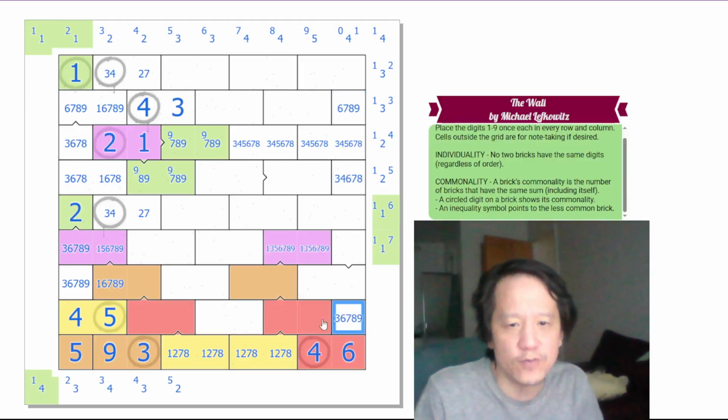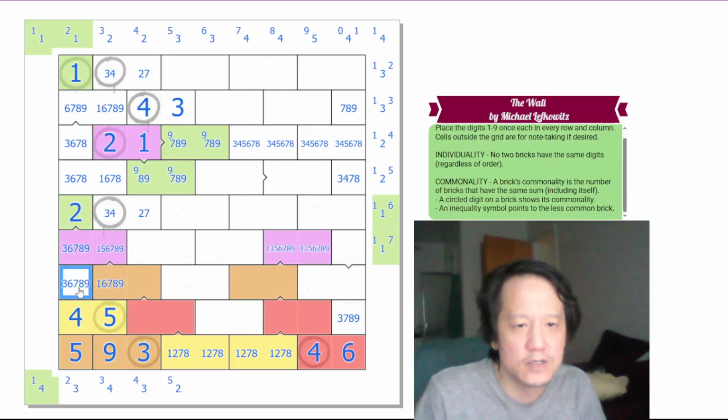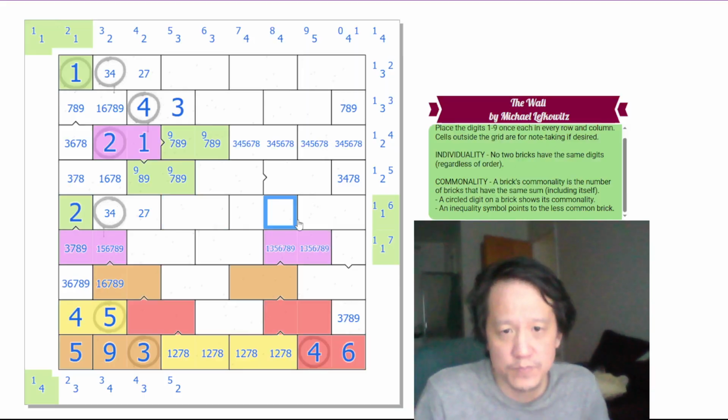This can't be 4 either. This can't be 6. Where is 6 as a single digit? It has to be here or here. So these cannot be, the rest of the column 1 cannot be 6.